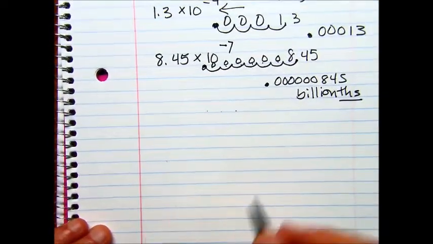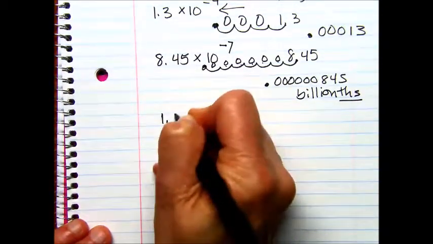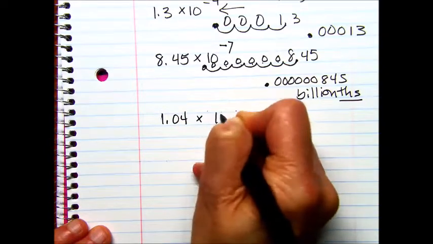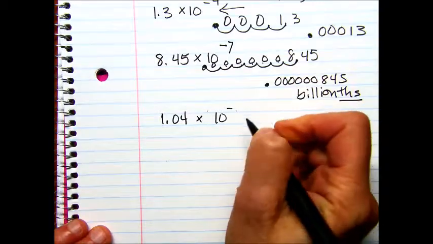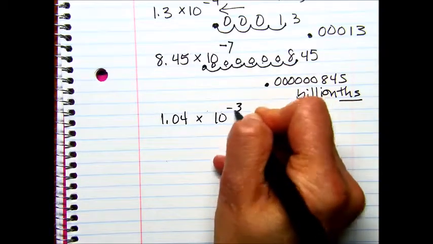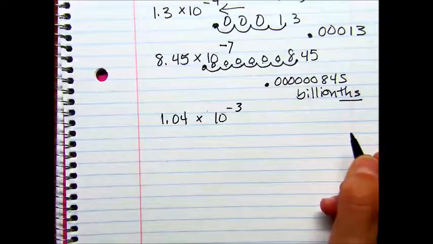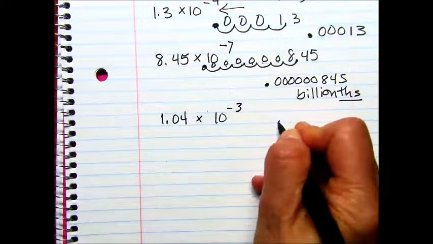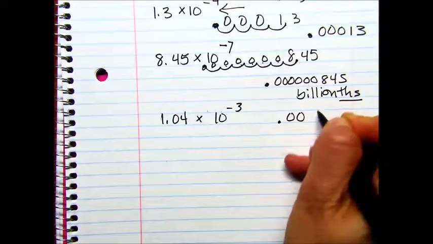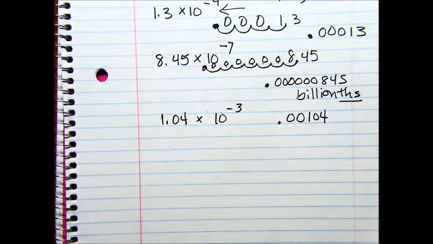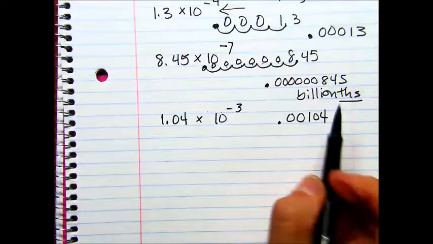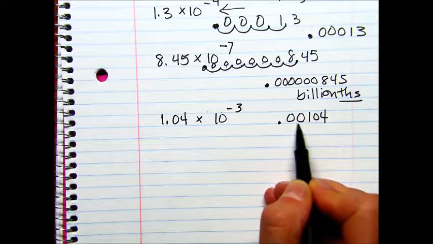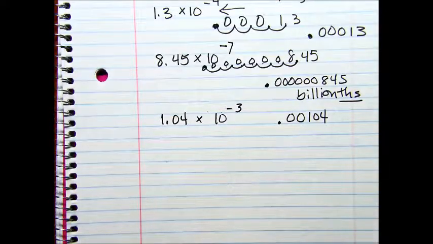Okay, let's do one more. Let's say we have 1.04 times 10 to the negative, let's not go too crazy, let's go negative 3. Go ahead and write out what you think the answer is. Okay, if you got this, you're on track. Because again, here was the decimal. We're going to go 3 in this direction to the left, so 1, 2, 3. 0.00104.